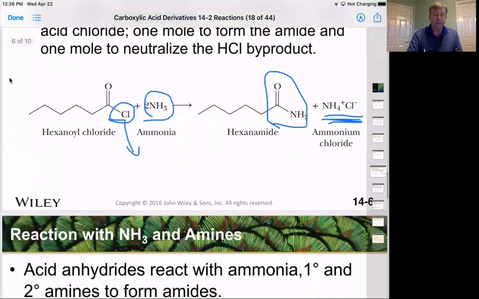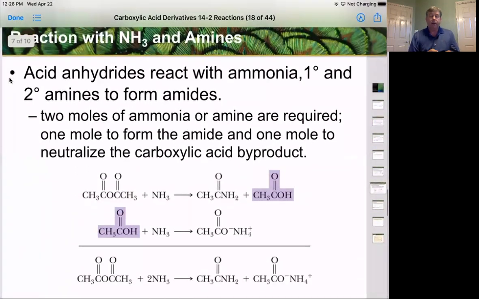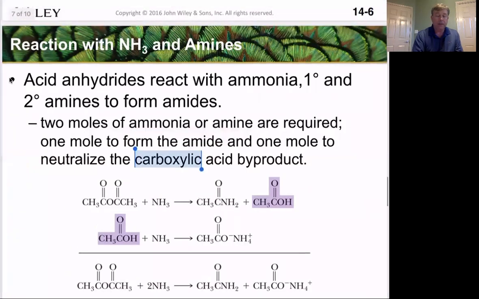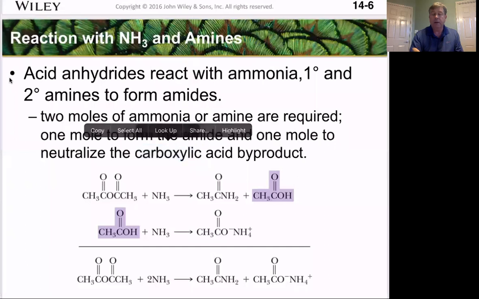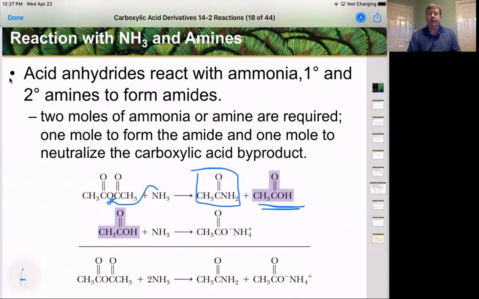What about when we use anhydrides, okay? So when we look at anhydrides, we again typically use two equivalents of ammonia or amine because the first equivalent will come in and displace an acetate ion and generate our amide here. Then we end up with a carboxylic acid.